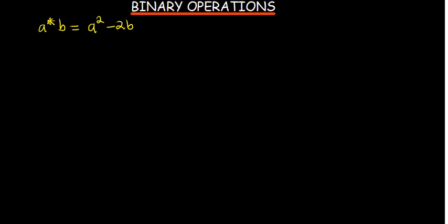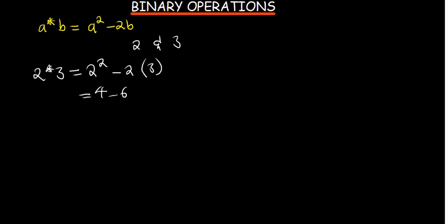So this means that when you've got two numbers, let's say 2 and 3, and you perform the operation 2 star 3, you get the first one. As you can see, A is the first one which came here. So you get the first number that has been given, in this case it is 2. You square that, and then minus 2 times the second number, which in this case is 3. So this is going to give you 4 minus 6, which is equal to negative 2. This is the meaning of this binary operation.